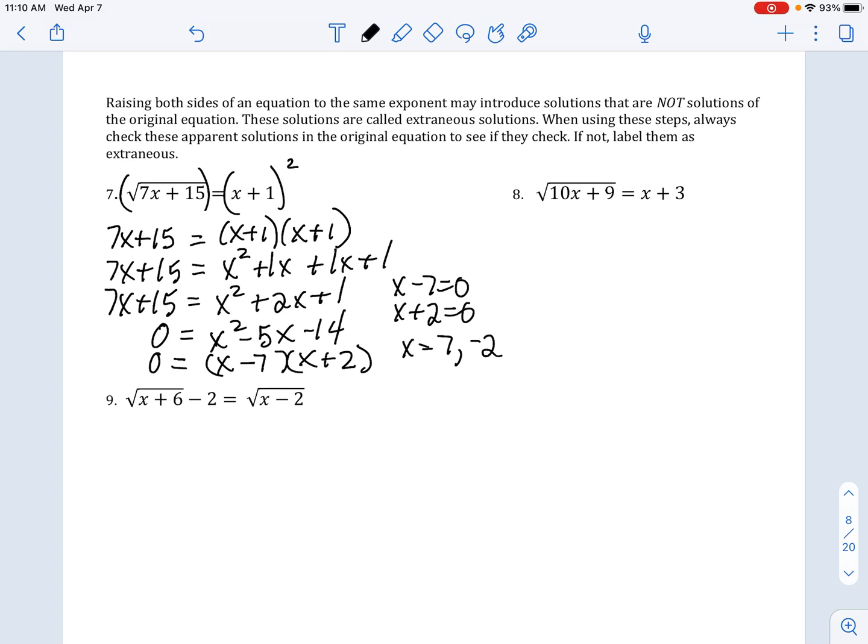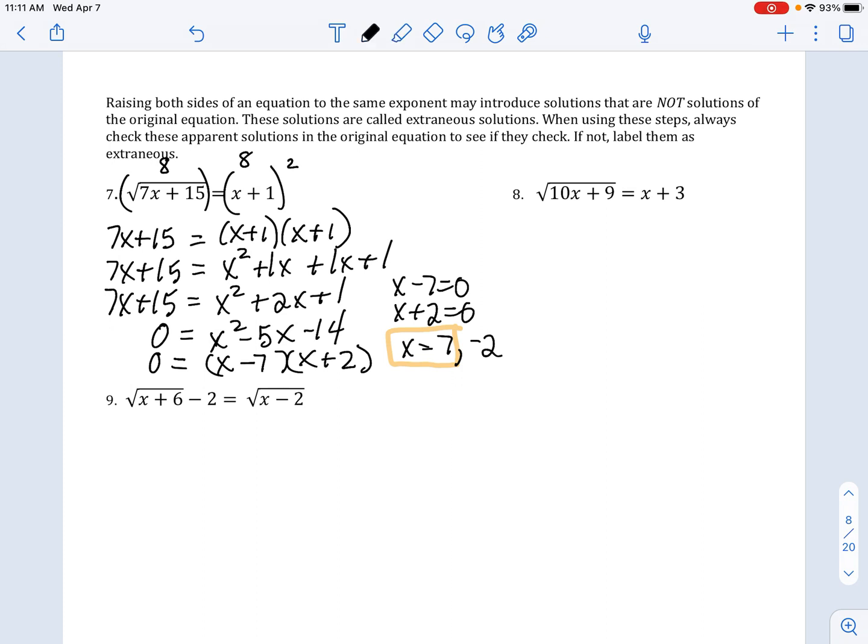Now comes the part where you have to plug each one back in separately and see if they make the equation true. So if I plug in 7 times 7 is 49, plus 15 is 64. Square root of 64 is 8. If I plug in 7 on the right side, 7 plus 1 is 8. I get 8 equals 8, and so this one checks. So I'm going to go ahead and put a box around that one.